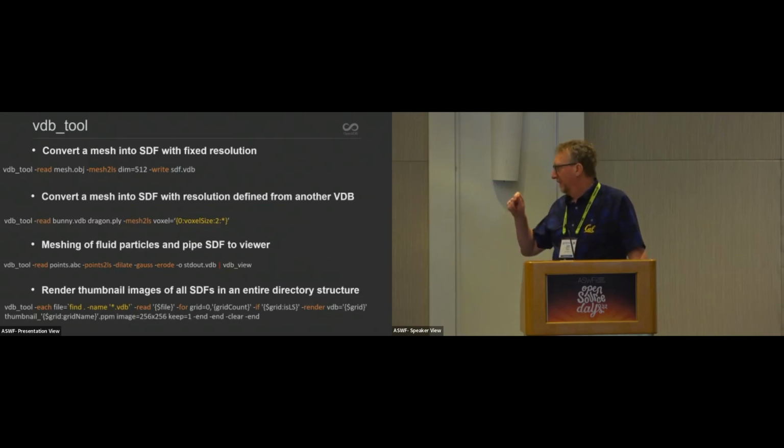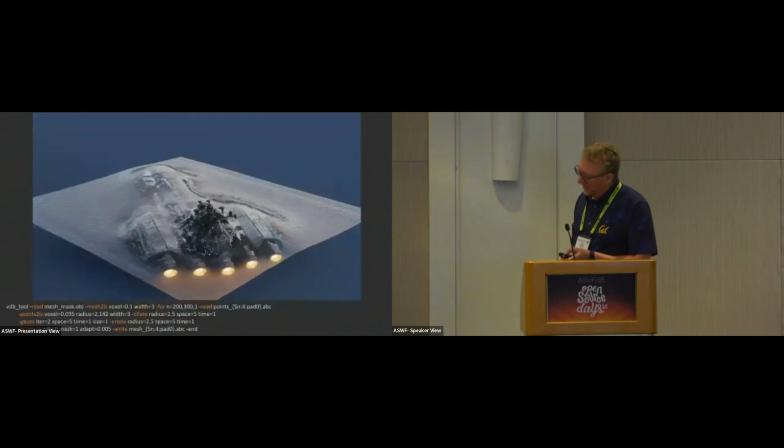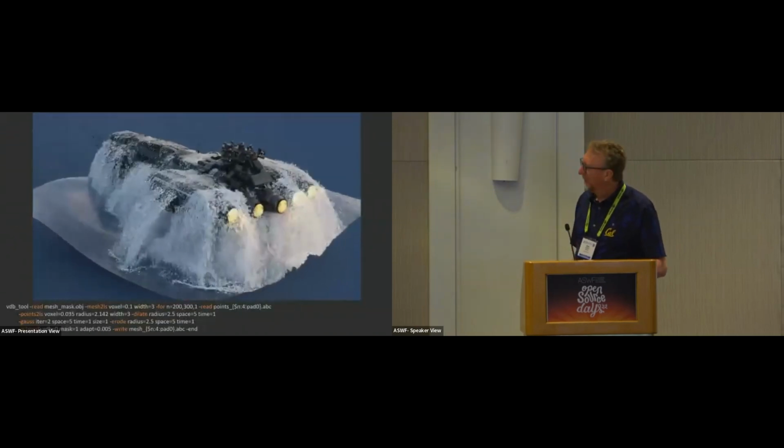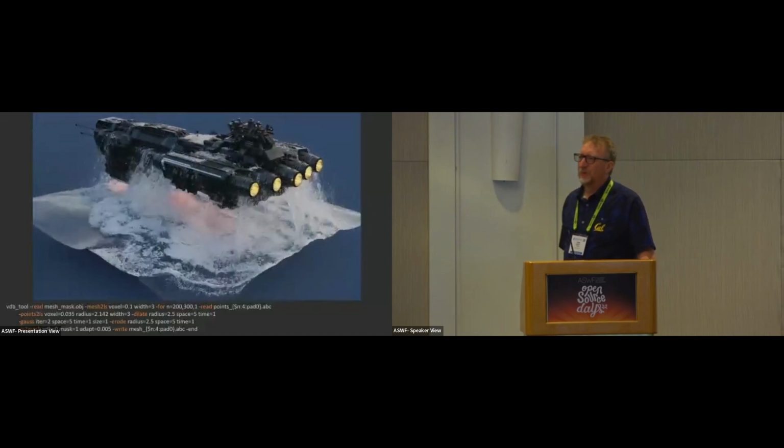And then I am opening each of these files. I'm opening every grid inside the file. And then I have an if statement saying, if that grid is a level set, then render it and write it out to a file. So this just creates thumbnail images. And this is an actual example of how we use this tool in production.